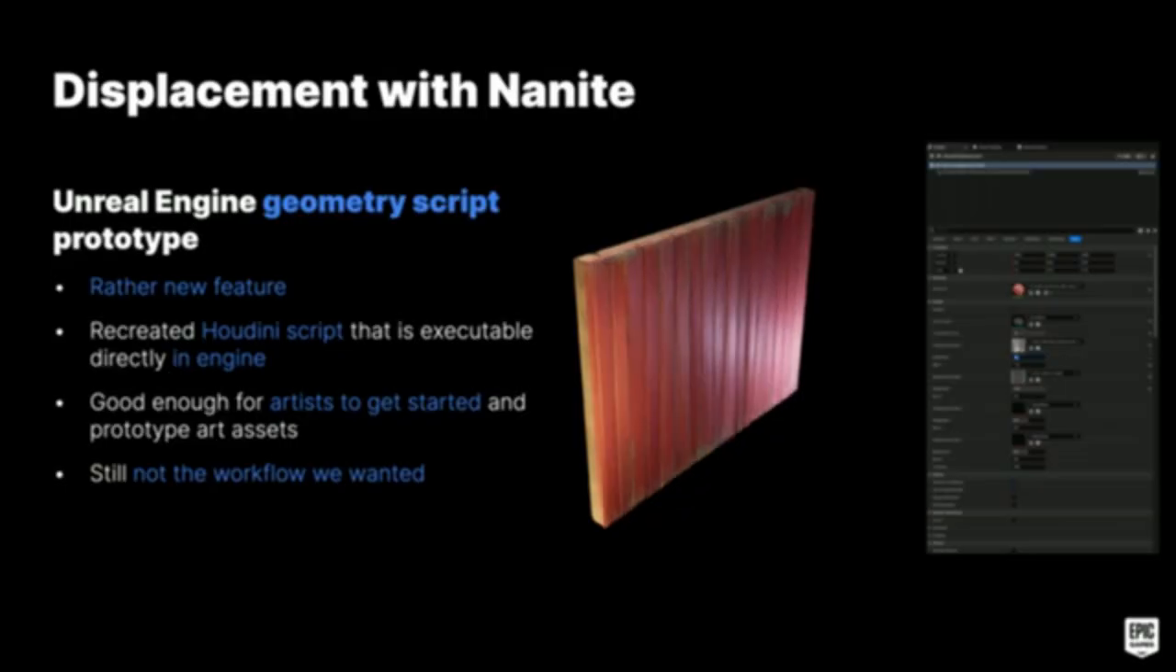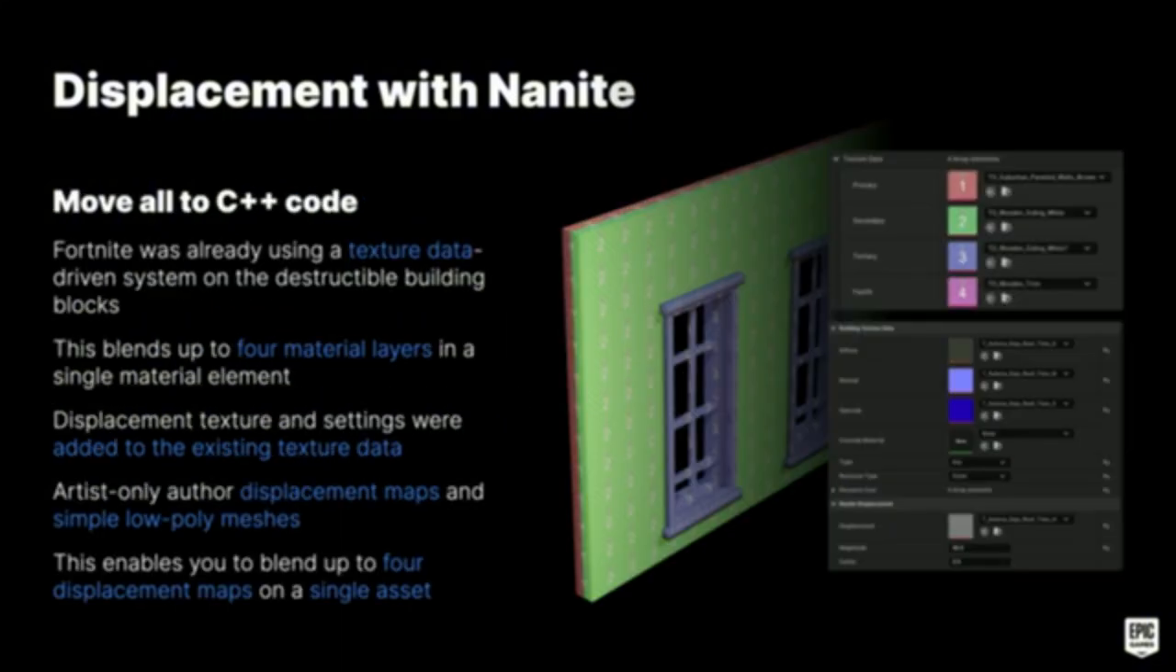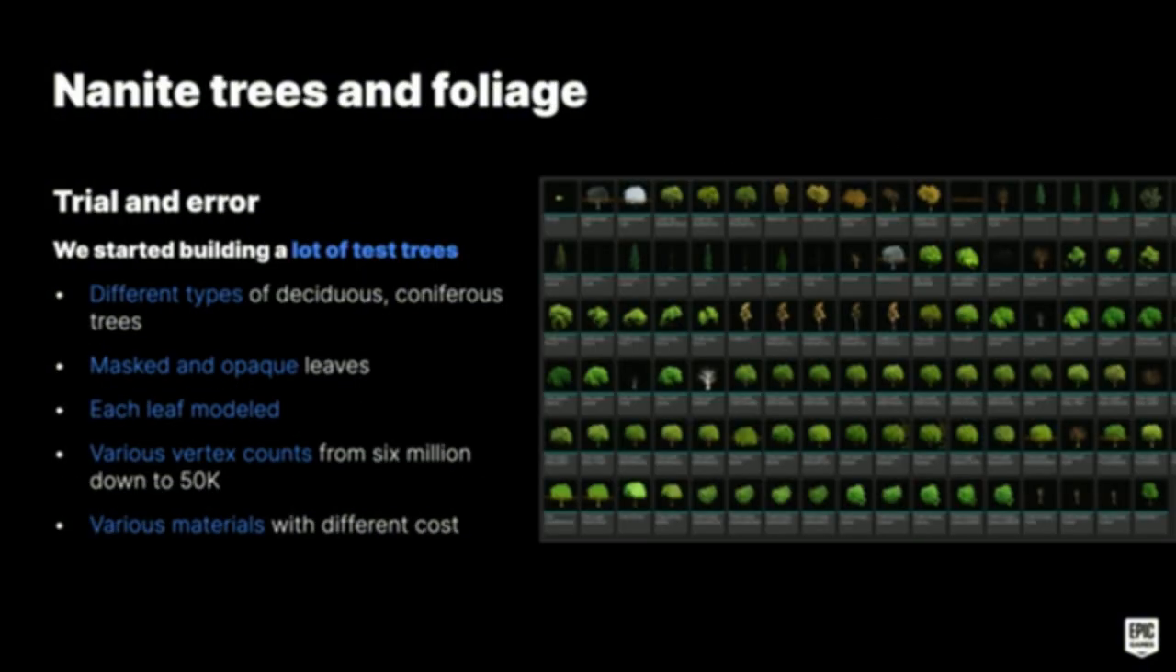Script was brought to our attention, and with the help of our engineers, we were able to recreate all our destructible buildings. This lets us blend up to 4 texture sets on a single asset in a single material element. We focused on a single broadleaf tree. It was more important for us to have lots of variations of the same tree that we can easily compare to each other. We built any variation we could think of, from masked leaves to opaque leaves.